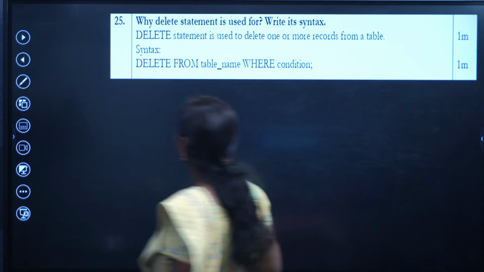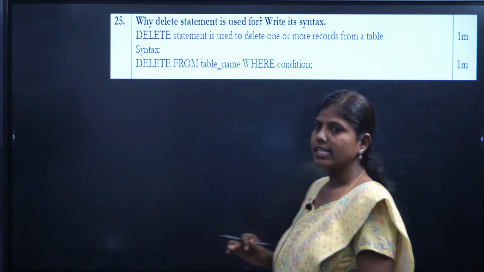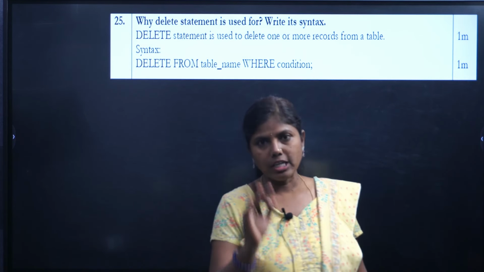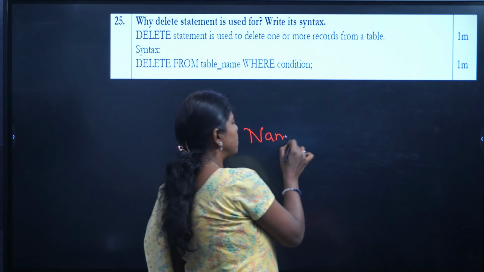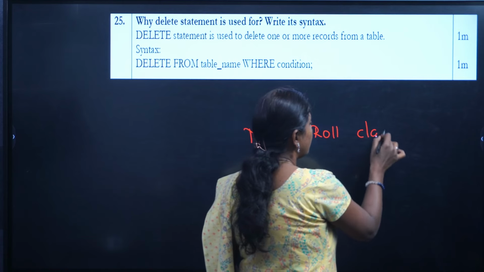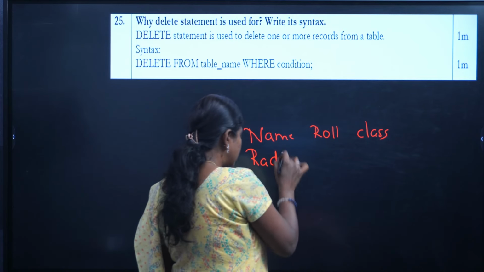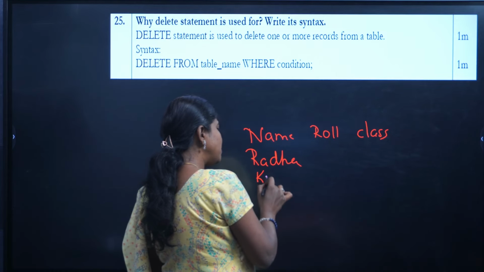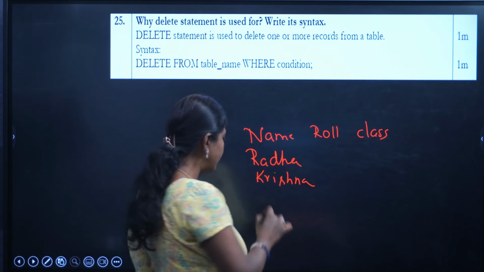Next question, that's going to be 25th. What is the delete statement used for, and write its syntax. For example, we have a table here. We have a column called name, a column called roll number, and a class. So first name is Radha. Radha is there, means Krishna too should come. Okay, Radha, Krishna, and then we'll take Sham.